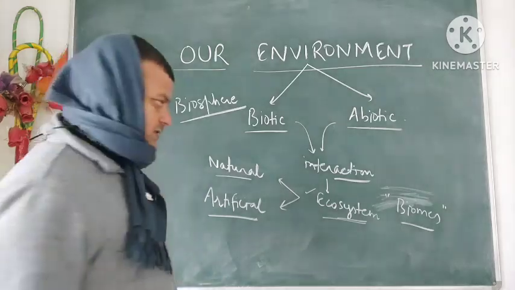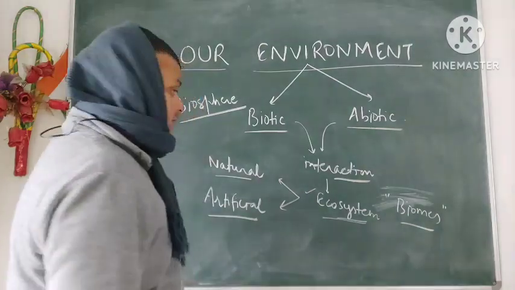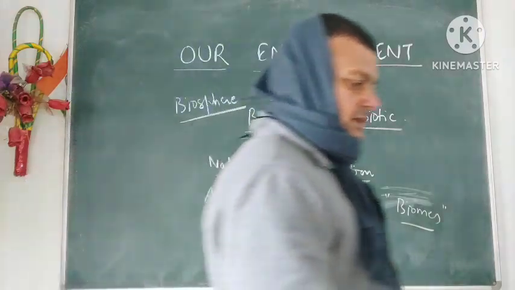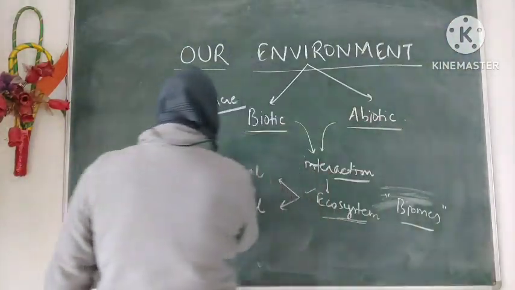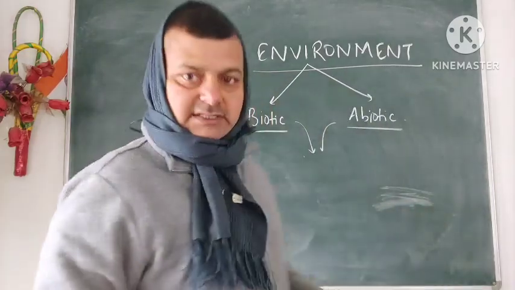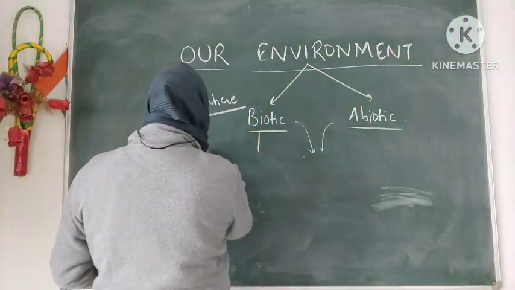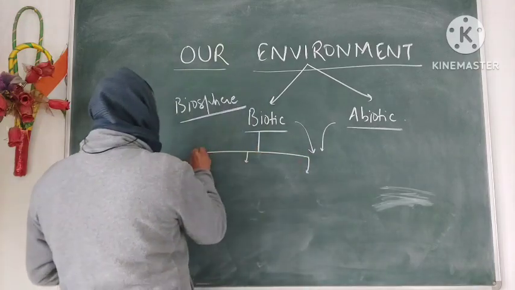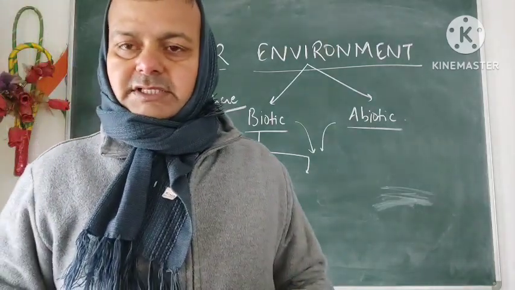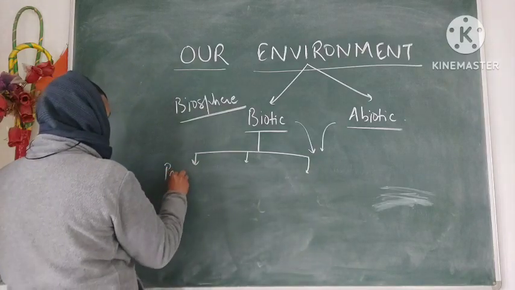Coming to the components of the ecosystem, the ecosystem components are the same, biotic and abiotic. When we talk about the biotic components of the ecosystem, they comprise three different types of organisms, depending upon what type of activity or functioning they do in the ecosystem. Some of the biotic components of the ecosystem are called producers.